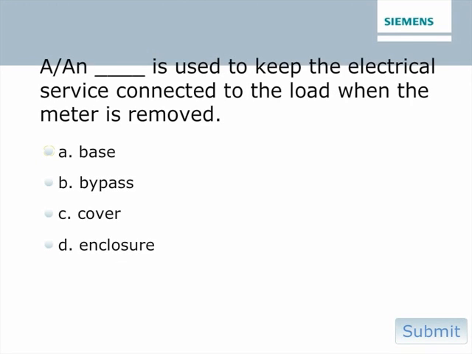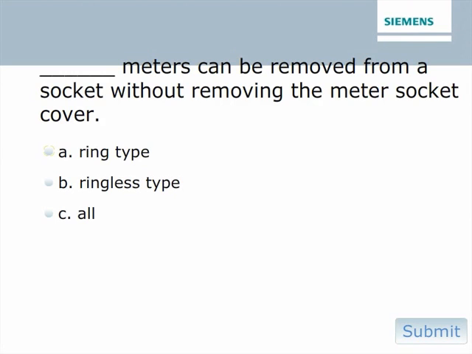Question 4. A/N blank is used to keep the electrical service connected to the load when the meter is removed. Is it A, base, B, bypass, C, cover, or D, enclosure? Question 5. Blank meters can be removed from a socket without removing the meter socket cover. Is it A, ring type, B, ringless type, or C, all?